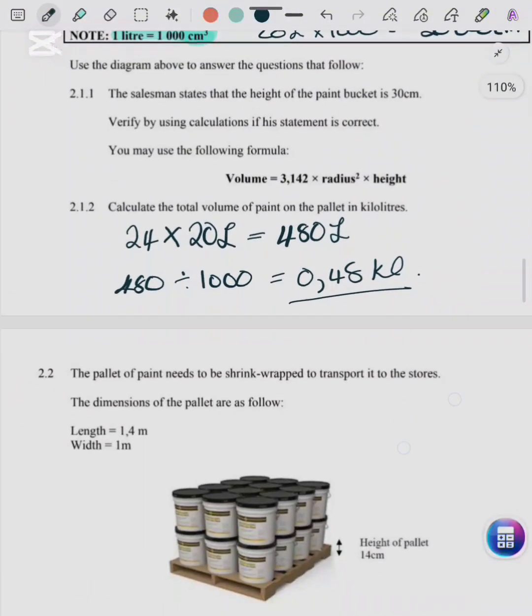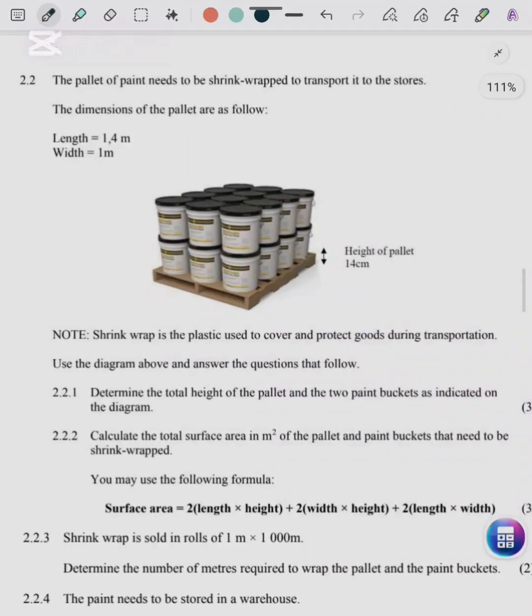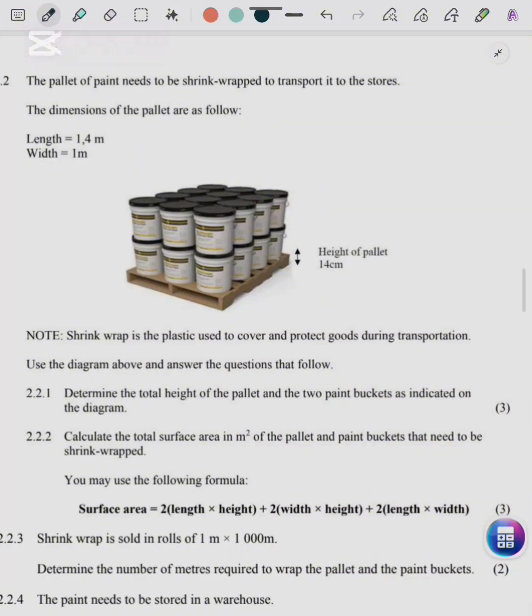Okay. Question number 2.2 talks about the palette, and they tell us it needs to be shrink wrapped to transport it to the stores. They give us the dimensions, and they tell us, note that the shrink wrap is the plastic used to cover and protect goods for transport. And the first question there is, determine the total height of the palette and the 2 paint buckets as indicated on the diagram. Okay.